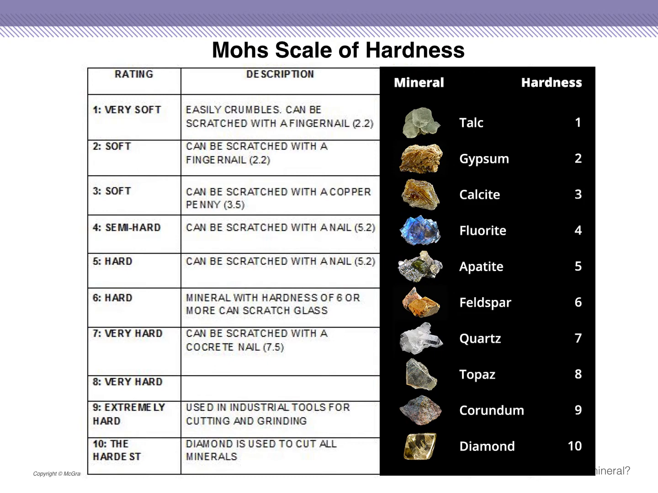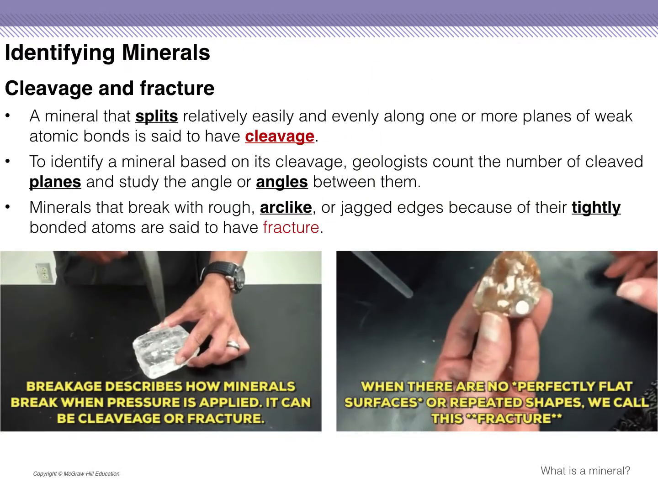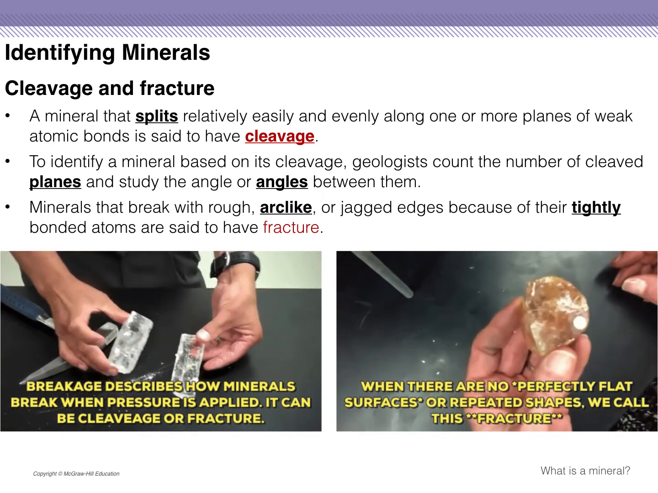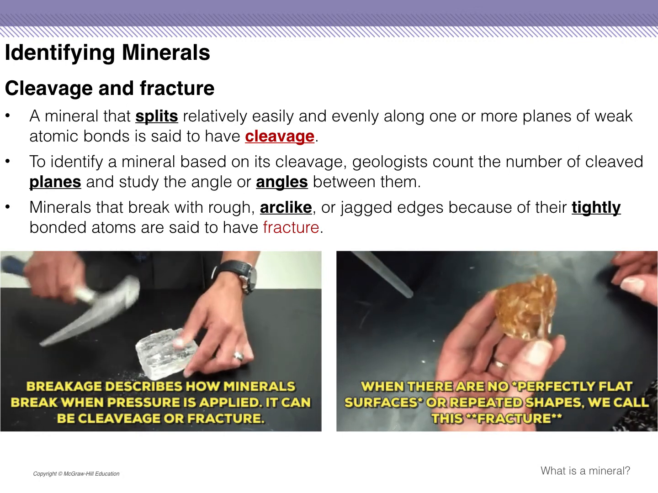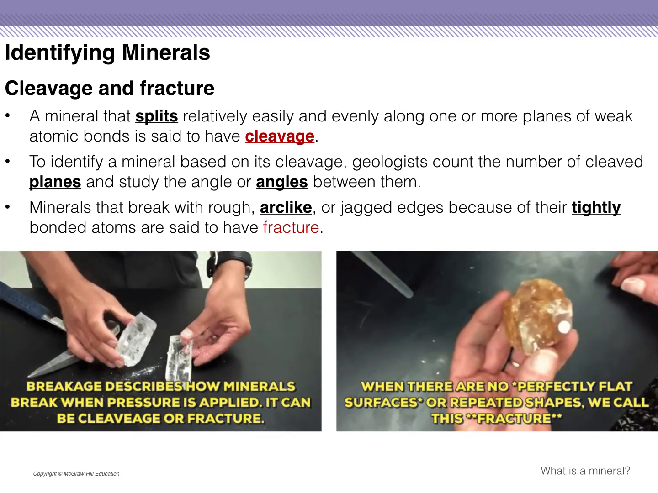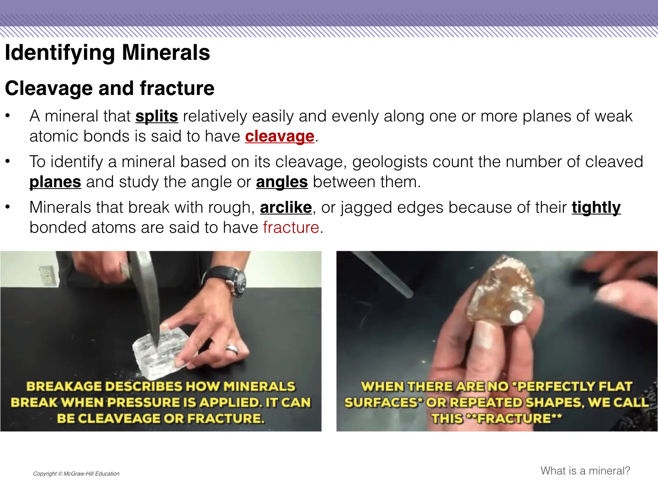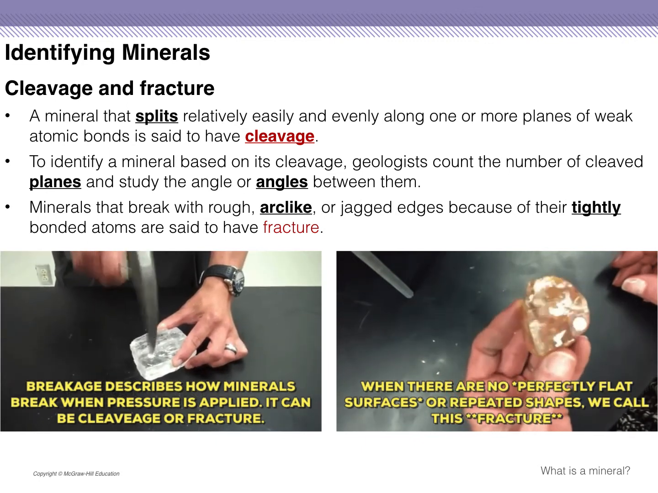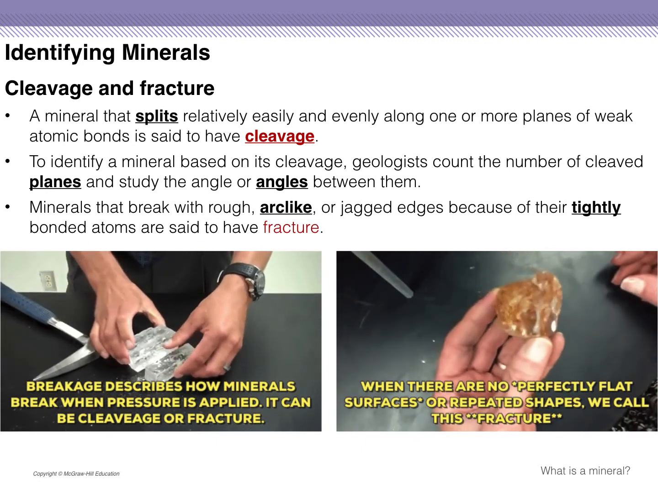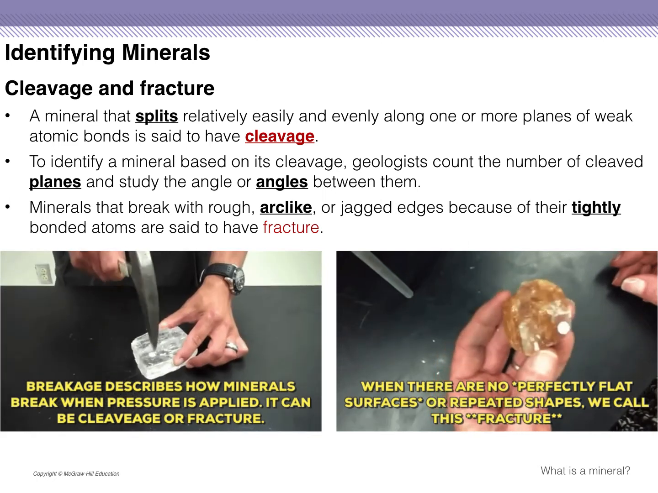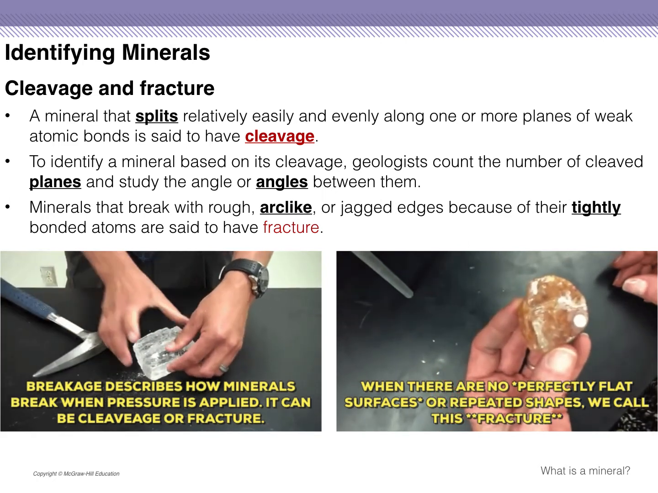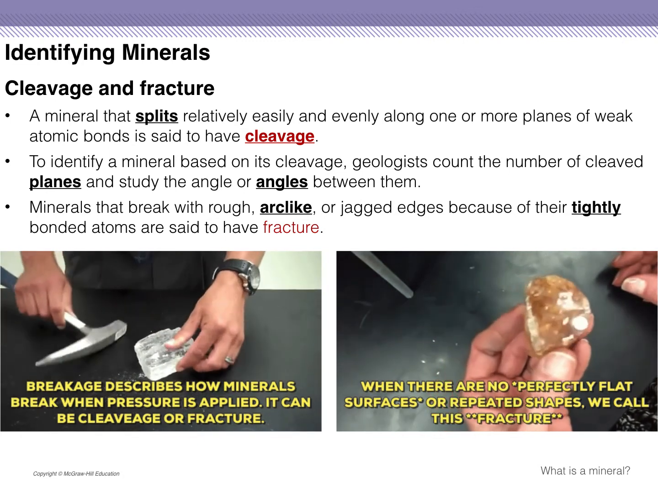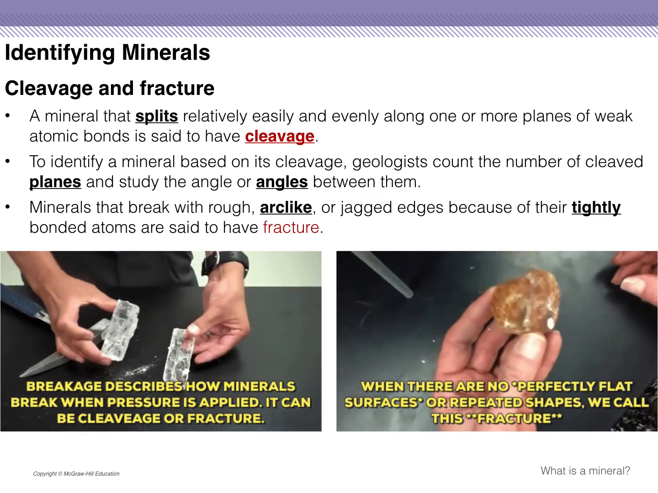Cleavage and fracture. A mineral that splits relatively easily and evenly along one or more planes of weak bonds is called cleavage. On the left side, you see him breaking the calcite, and it is breaking in a nice straight line, so that's considered a cleave, or cleavage is a straight line break. To identify minerals based on its cleavage, scientists count the number of cleaved planes and study the angle or angles between them, because it will always be the same, because minerals are always made of the same elements.